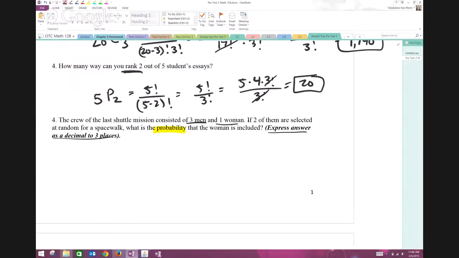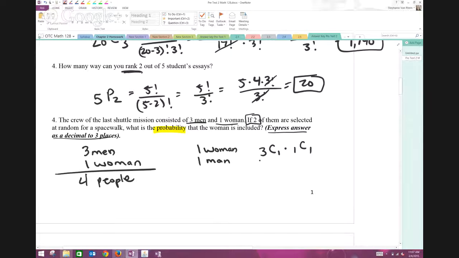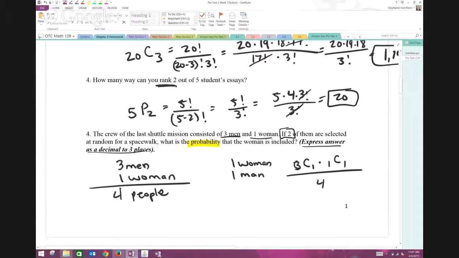Right. So in this example, there's only 1 woman. So I want to know what's out of 3 men and 1 woman for a total of 4 people. If I'm picking 2 of them, what's the chance that 1 of them is a woman? So 1 woman and 1 man. So 3 choose 1 times 1 choose 1 over 4 choose 2.